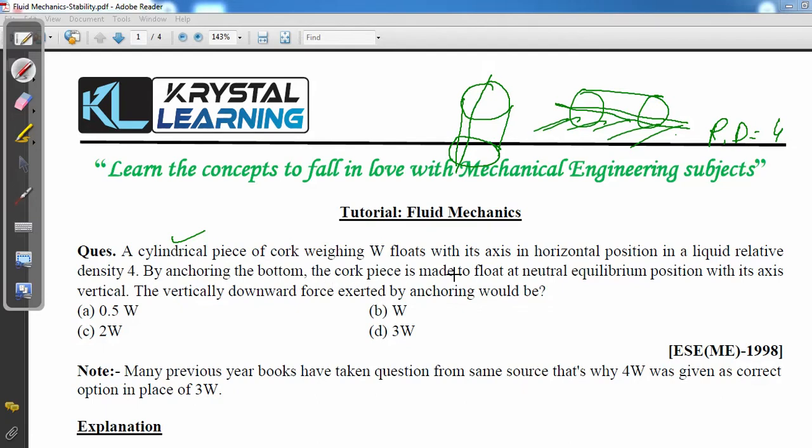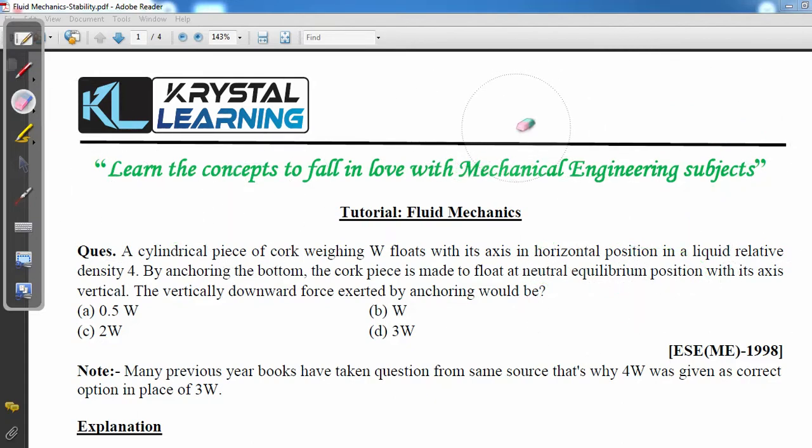By anchoring the bottom, the cork piece is made to float at neutral equilibrium position. Another important information given in the question: with its axis vertical. Now it has to float at neutral equilibrium position, and that too its axis has to be vertical like this. So the vertically downward force exerted by anchoring would be... just wait for a while. We will make the terms and conditions of this question more clear as we go ahead.